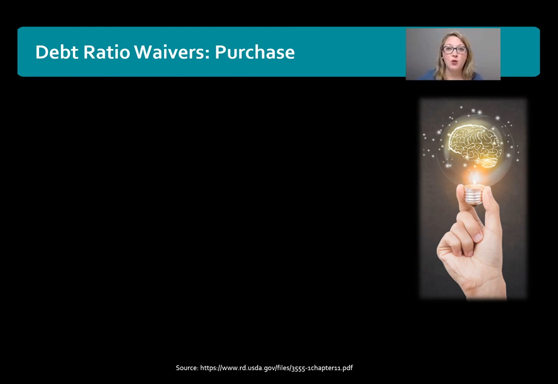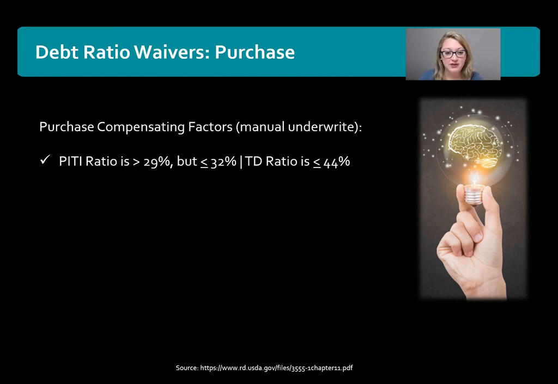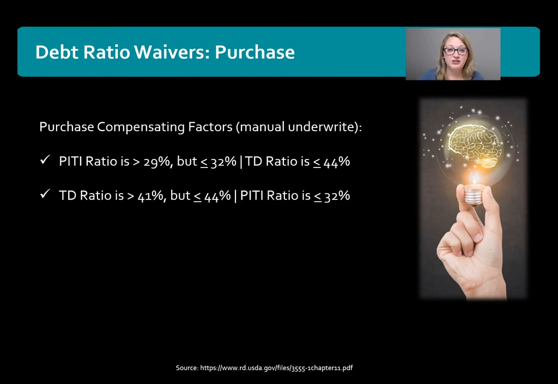They will go over those ratios in some cases. So let's take a look at when they will go over those ratios for a purchase. Now, it would have to be a manually underwritten purchase transaction, and the PITI ratio would need to be greater than 29%, but less than 32%, and the total debt ratio would need to be less than or equal to 44%. Or the total debt ratio is greater than 41%, but less than or equal to 44%, and the PITI ratio is less than or equal to 32%.